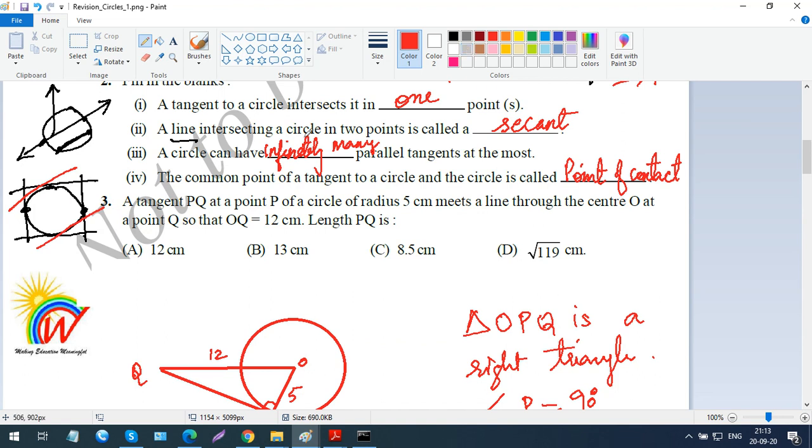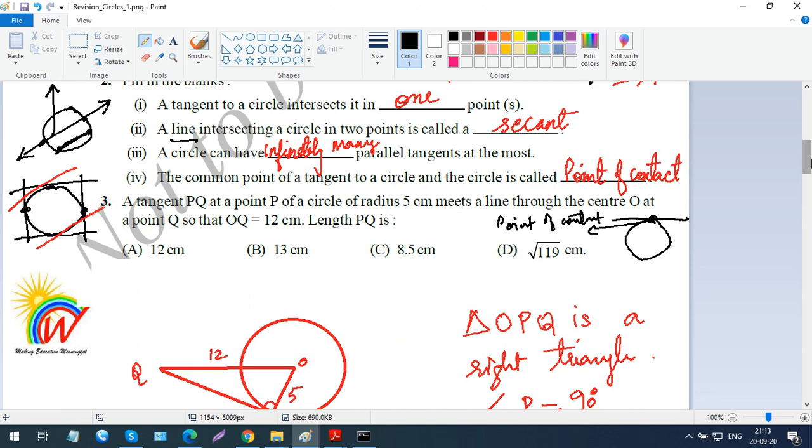The common point of a tangent to a circle and the circle is called the point of contact. As I said, if you have a circle and a tangent, the point where the circle and the tangent meet is called the point of contact. That's what they have asked. Now come to the next question.